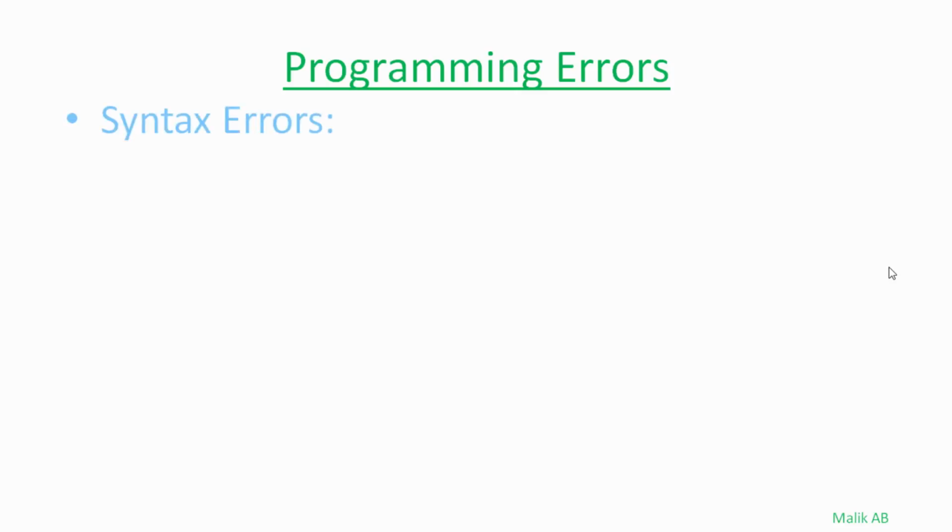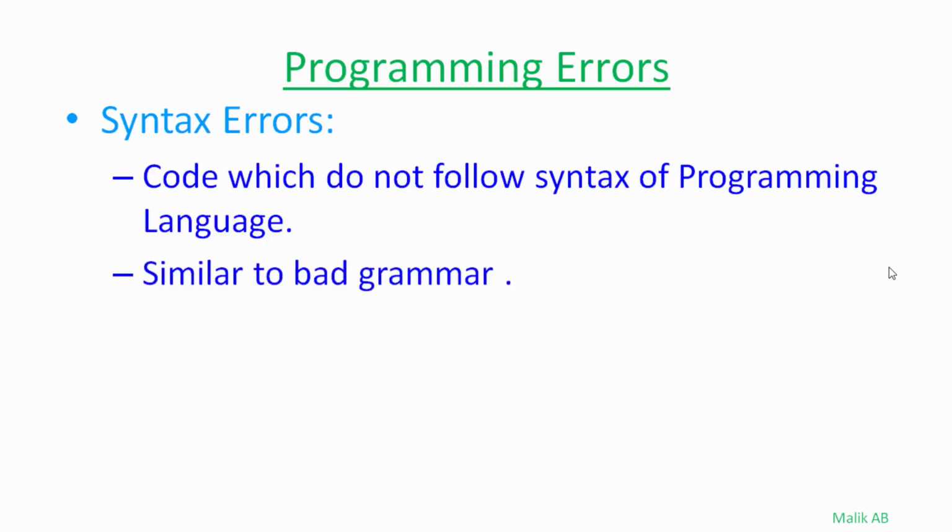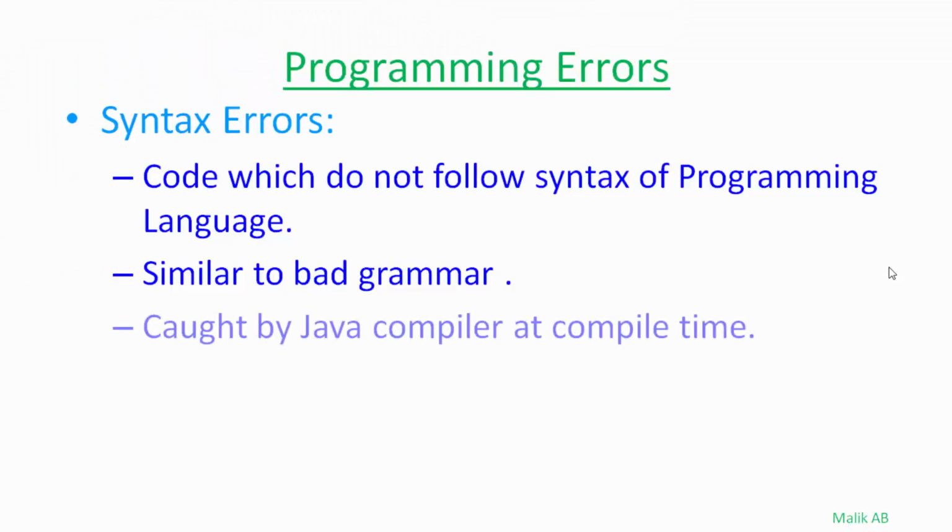First is the syntax error. These errors are the easiest errors in programming, easiest in the sense that we can debug these errors very easily. We make syntax errors when our code does not follow the syntax of the programming language. These are similar to bad grammar errors, and these are caught by the compiler at compile time. So all the syntax errors in our programming will be caught at compile time, and we will not be able to compile our program successfully if we have a syntax error.